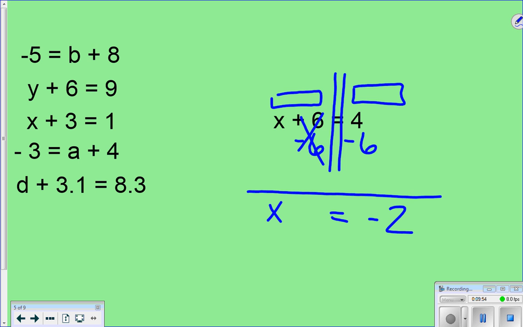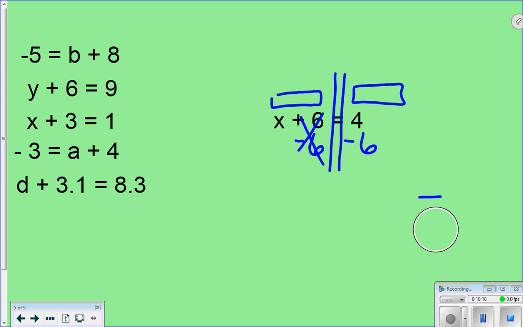Now, how can I tell this is right? If I say, well, I don't know if that's right, what can I do to figure out if that is right or not? Bo. Put it back in. Right, I think is what you're saying. So what did I say x was? -2? So I'm going to rewrite that. -2 plus 6 equals 4. Is that right? All right, then I'm right. Okay. All right, let's try another one.